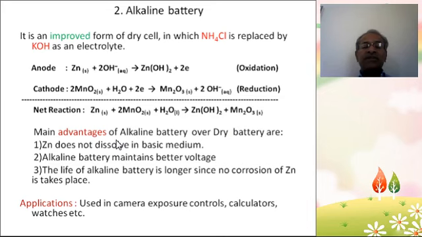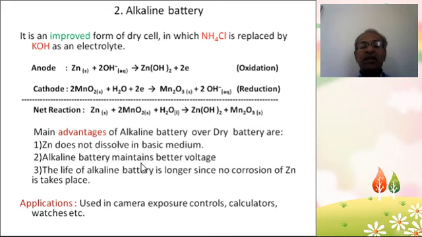The alkaline battery is advantageous over the dry battery. The main advantages are: number one, zinc does not dissolve in basic medium, as we are not using the base in the alkaline battery. Is it correct? No. So what I want to tell you here is, in the alkaline battery ammonium chloride is replaced by KOH, and that is the major difference. Though we are using KOH, zinc does not dissolve in basic medium.